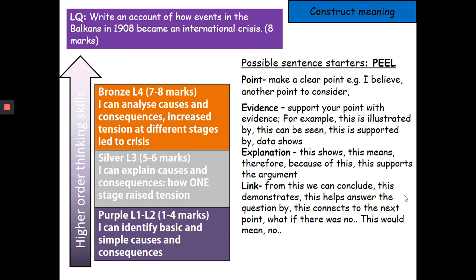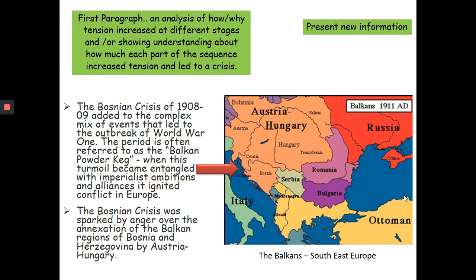Now, on the right, when constructing your paragraphs, try to use PEEL. So point, evidence, explanation, and then link back to the title. The first paragraph: analysis of how or why tension increased at different stages, and/or showing understanding about how much each part of the sequence increased tension and led to a crisis.